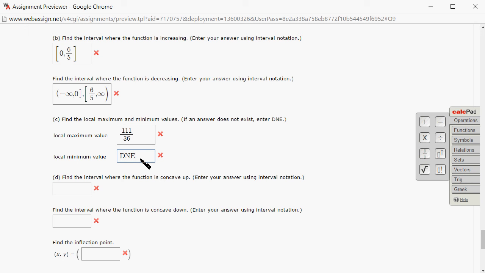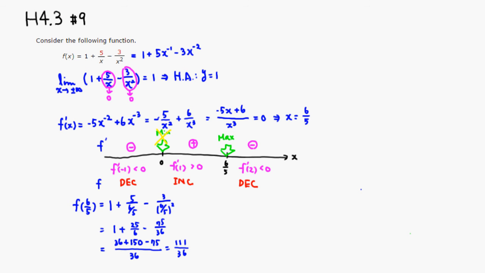Alright, so interval where function is concave up. So let's look at the second derivative. Alright, so we need to take another derivative here. So f double prime of x is equal to, derivative of that is 10x to the negative 3 power and minus 18x to the negative 4. Alright, so this is going to be 10 over x cubed minus 18 over x to the 4th power.